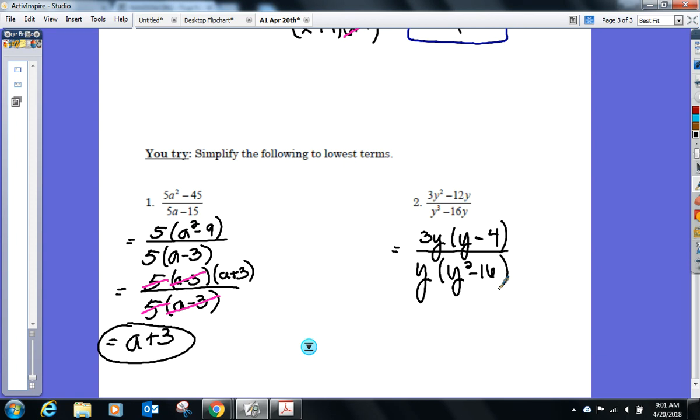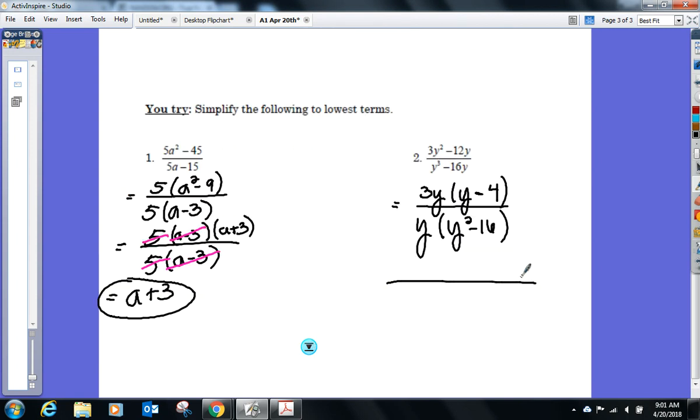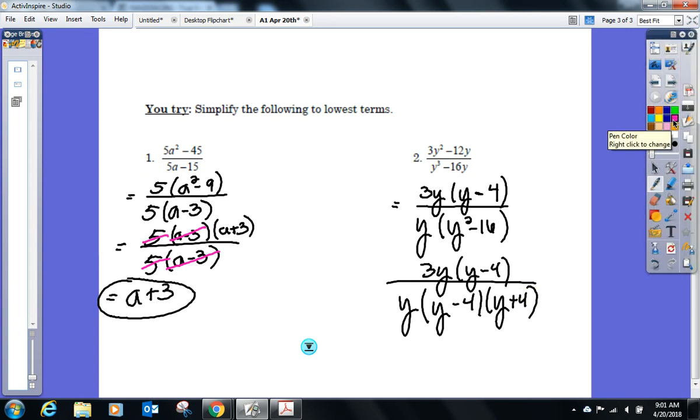All right, nice job, guys. 3y, y minus 4. Can't touch that anymore. Bring down the y that you originally took out. And then what about y squared minus 16? That'll be y minus 4, y plus 4. Yep. And what are we looking at to cross out now? The y minus 4s. Yeah, I agree.